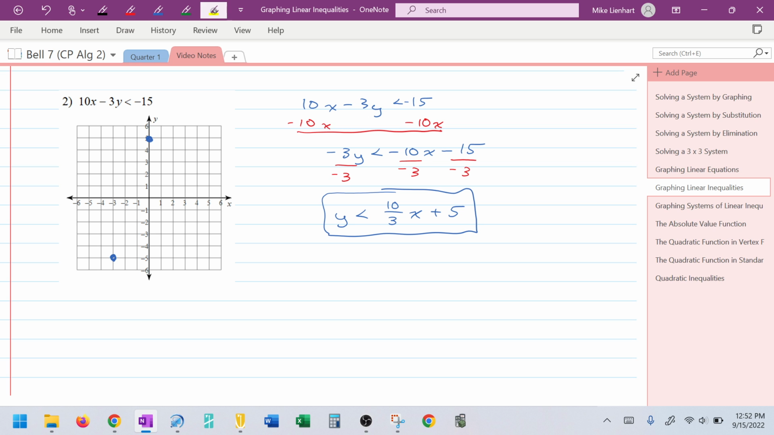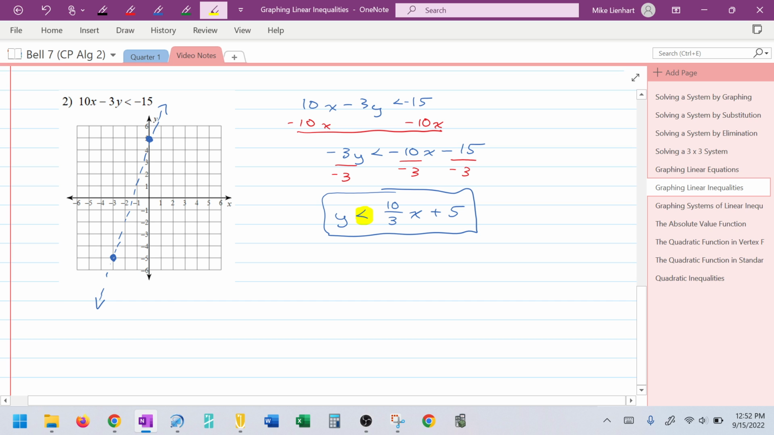Now, once again, the inequality is a less than, so I'm going to put a dashed line on here. So let me try to make this line as straight as I can. It's not perfect, but I've got a line. All right, so I know on the left side of this line, that's where my y's are big. On the right side of this line, that's where my y's are little. This inequality says y's are little.